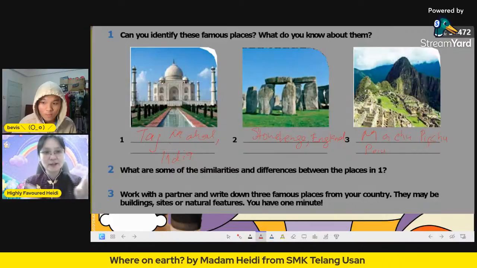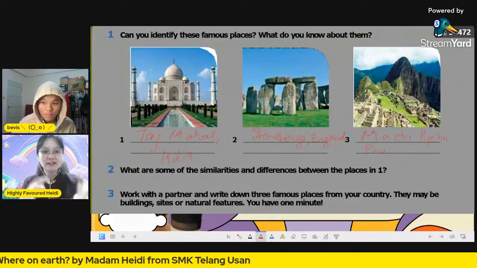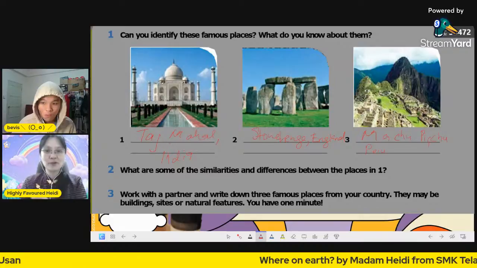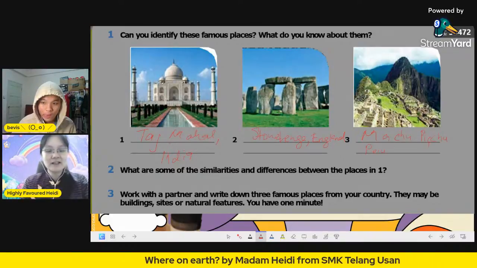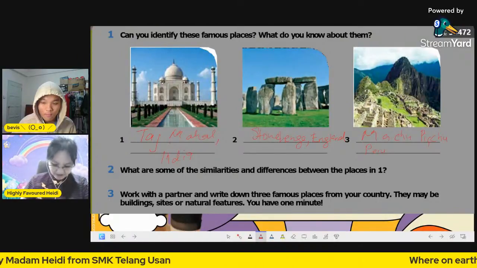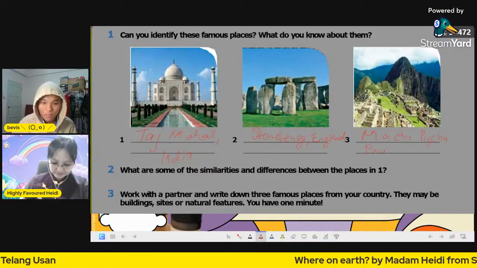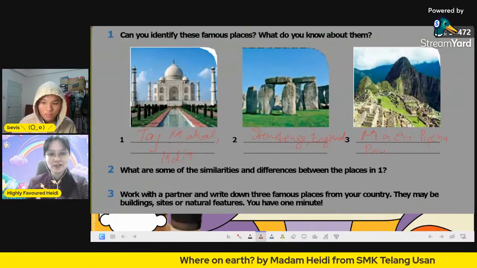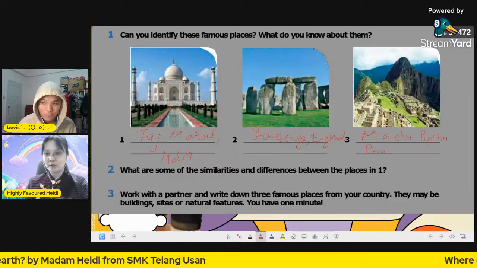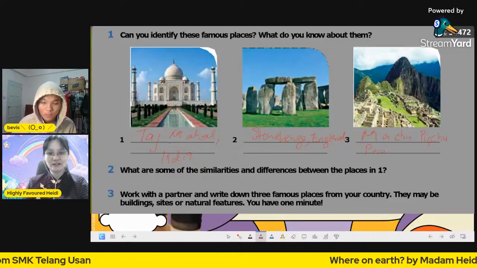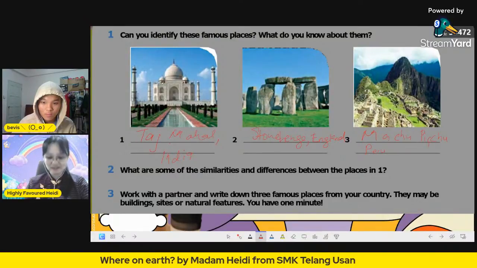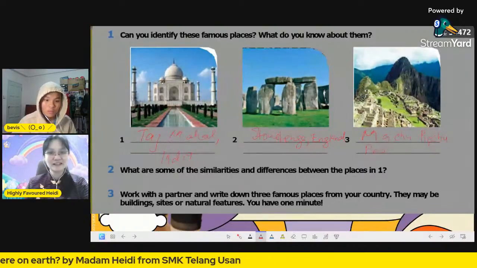Okay, so before we proceed, you look at it. What are some of the similarities and differences between the places? What do you think is the similarity? Rasma, Diana, anything you can type? What's the similarity of the places? Or you want to share the differences between Taj Mahal, Stonehenge, and Machu Picchu? What's the one thing different about these three places? How about Bevis? What's the difference about these three places?